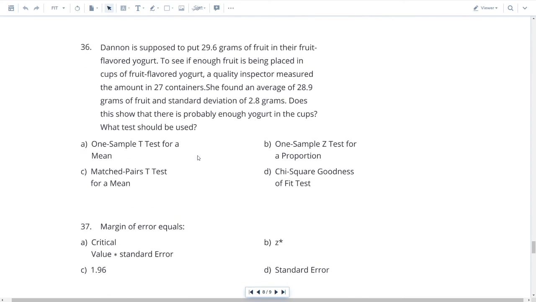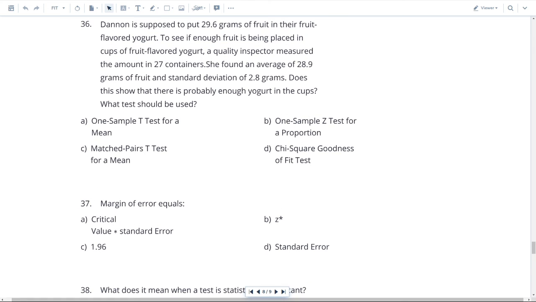Let's go down to number 36. Good, I fit number 37 as well. Number 36. Dannon is supposed to put 29.6 grams of fruit in their fruit-flavored yogurt. To see if enough fruit is being placed in cups of fruit-flavored yogurt, a quality inspector measured the amounts in 27 containers. She found an average of 28.9 grams, that's a sample average, and a standard deviation of 2.8, that is a sample standard deviation. Does this show that there is probably enough yogurt in the cups? What test should be used?